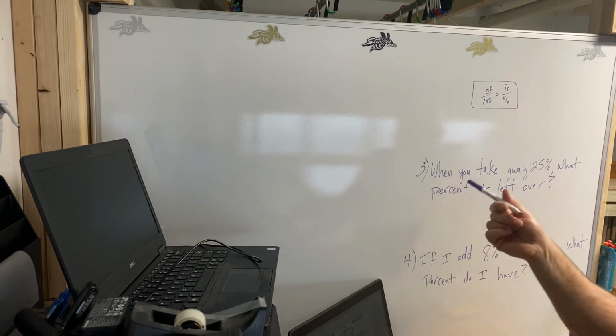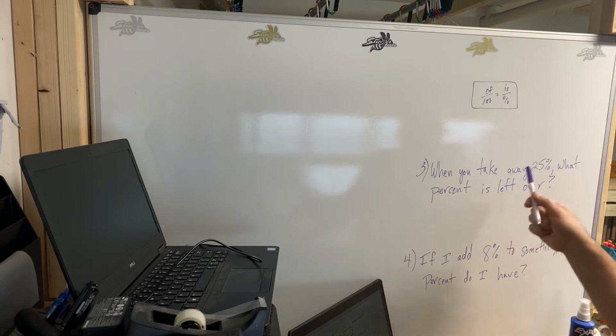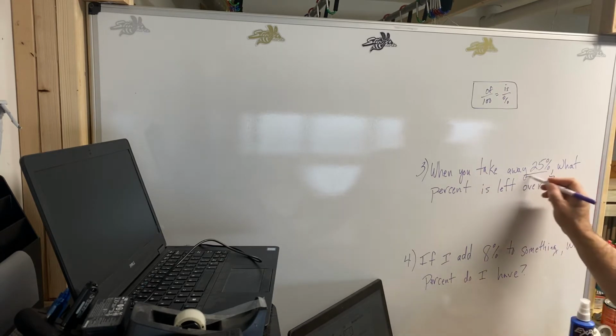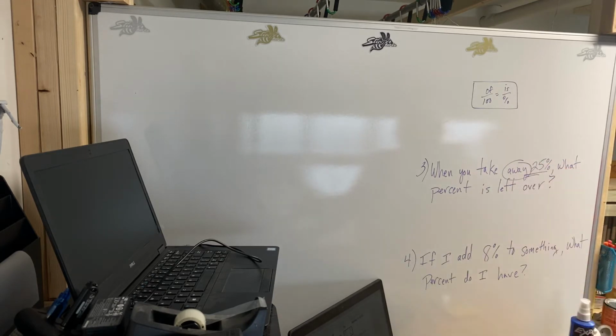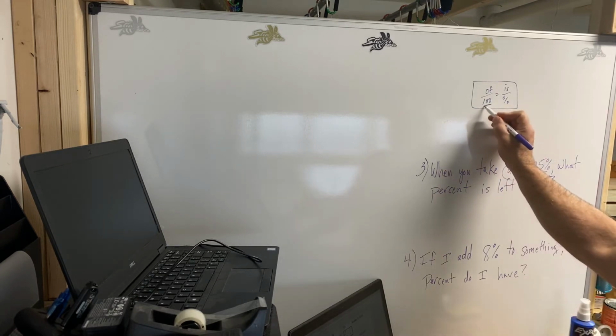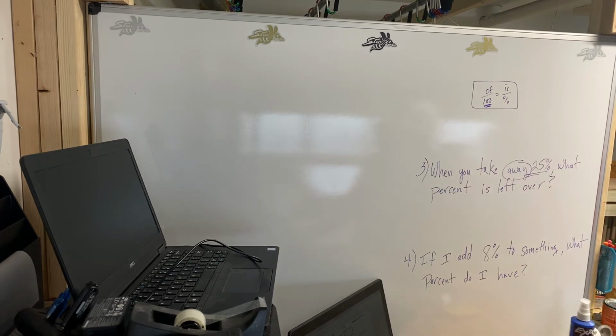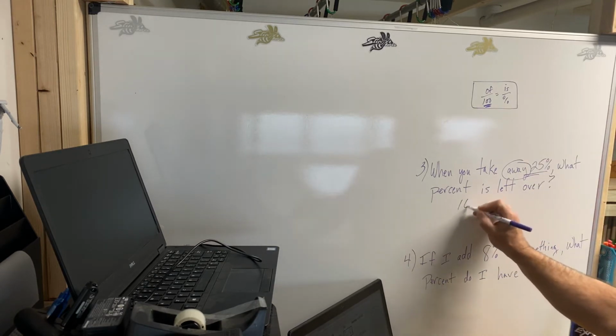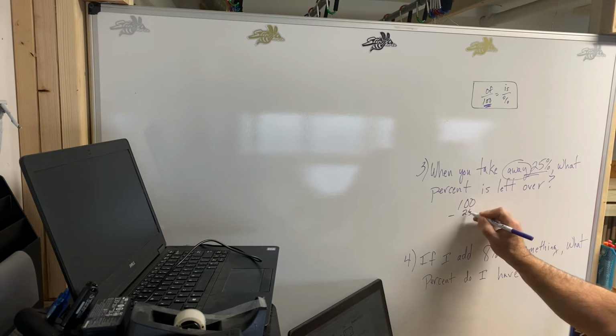Well, we need to think about number 3. It says when you take away 25%, so we're going to take that away, what percent is left over? If we take a percent away, that means we're subtracting. Remember, percents always start out at 100. So if I'm going to take something away and it's a percent, that means I'm going to take my 100 and minus 25 from it.